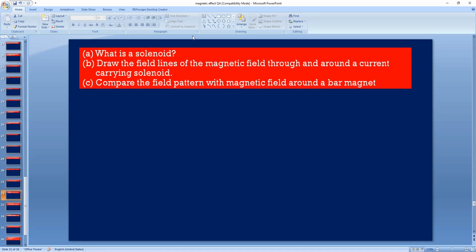What is a solenoid? A wire having a number of loop lines with the same radius, we can call it a solenoid.